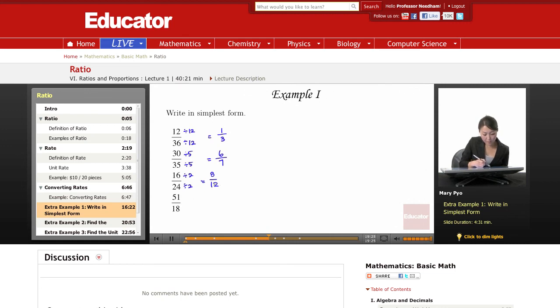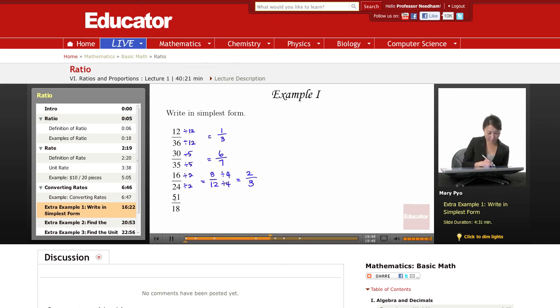You could use 4, or maybe 2 if you just notice that they're both even numbers. But from these two, the greatest factor is 4. So let's divide them by 4. 8 divided by 4 is 2 over 3. And that would be simplest form.